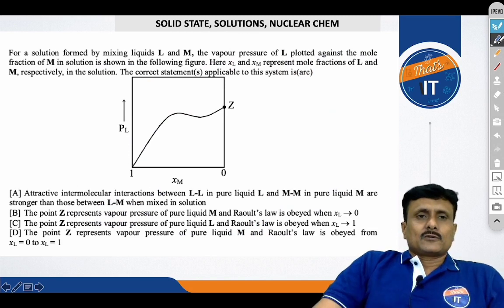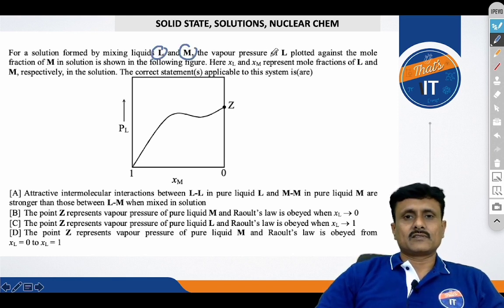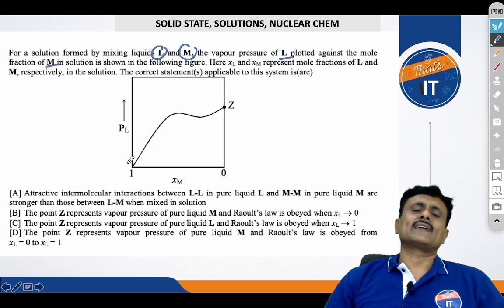Now you can see for a solution formed by mixing two liquids, again an ideal solution, two miscible liquids, the vapor pressure of L is plotted against the mole fraction of M, like you know in the A and B graph, right?